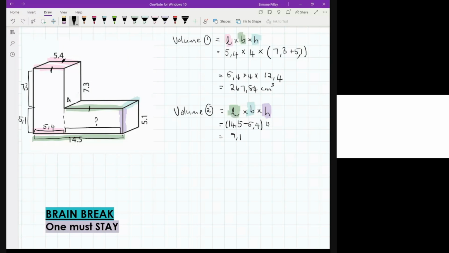We have our length. What is our base, which is the blue line? The blue line would be 5.1. Are you sure? No, ma'am. Oh, 5.1 would be the height. So you've given me that. So we're still looking for our breadth. 5.1 is going to be our height. What is this blue line going to be?